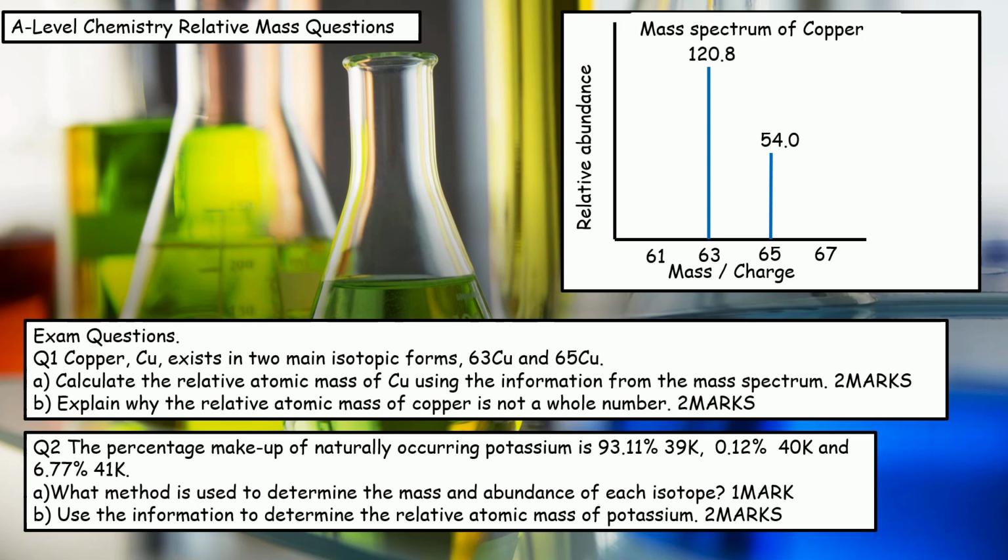Question 2. The percentage makeup of naturally occurring potassium is 93.11% potassium 39, 0.12% potassium 40 and 6.77% potassium 41. What method is used to determine the mass and abundance of each isotope? 1 mark. Use the information given to determine the relative atomic mass of potassium, and that's worth 2 marks.